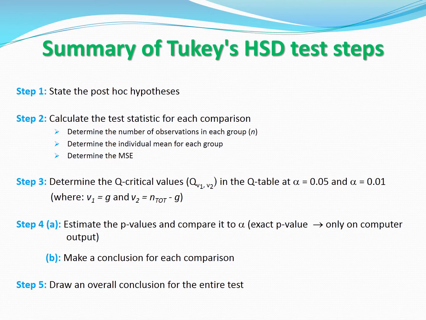We can get the exact p-values from our computer output, and I'll show you later in the chapter how we can read that off. So then you make your conclusion for each comparison, whether you reject the null hypothesis or not. And then finally, in step 5, you will draw an overall conclusion for the entire test. So if you rejected the null hypothesis, you will state that those population means will differ from each other. And for the comparisons where you did not reject the null hypothesis, you will say that those population means will not differ from each other.